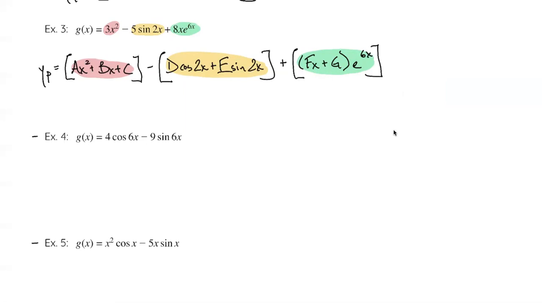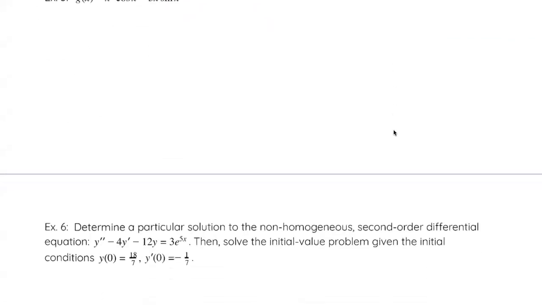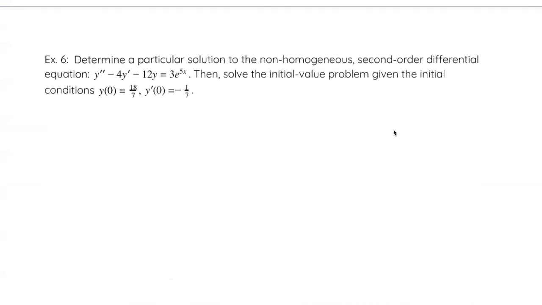All right, so now let's figure out why we need to guess these solutions. This is going to be the second piece of what we do. Let's take a look at a question, and this one will be the longest question that we do today, in the sense that it will have all of the steps. This is a very complete problem. We are going to be determining a particular solution. That means we're looking for y sub p. Then we are going to be solving the initial value problem with these given initial conditions.